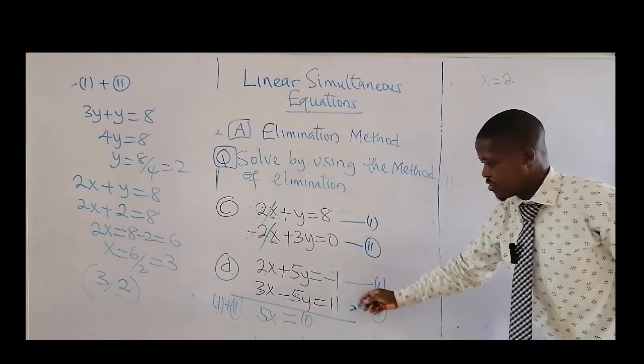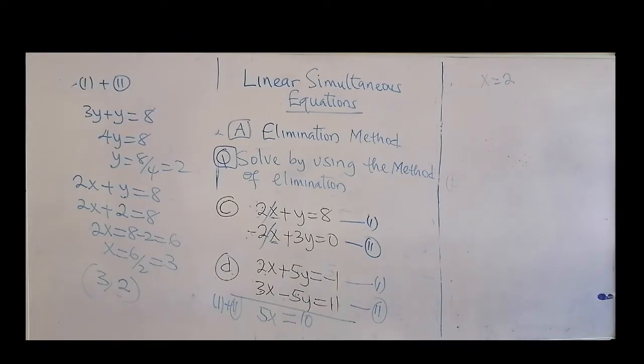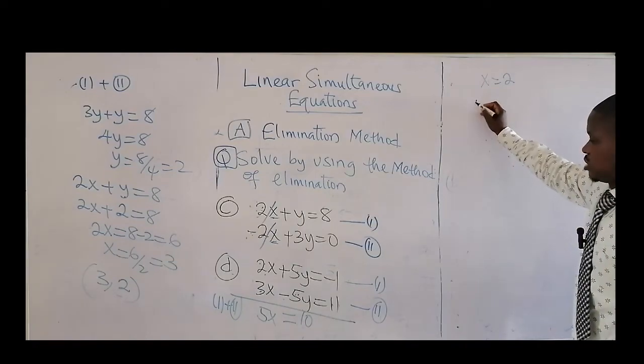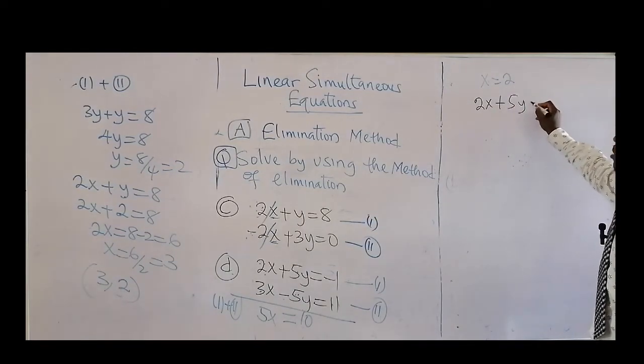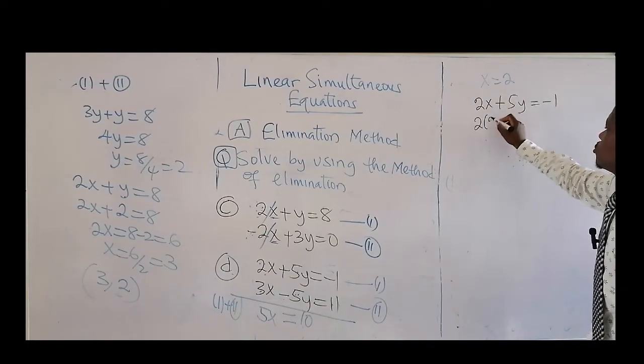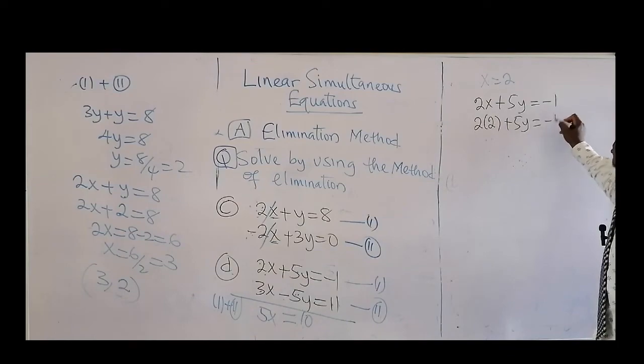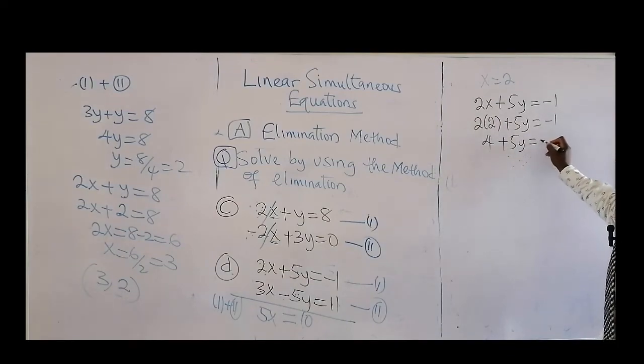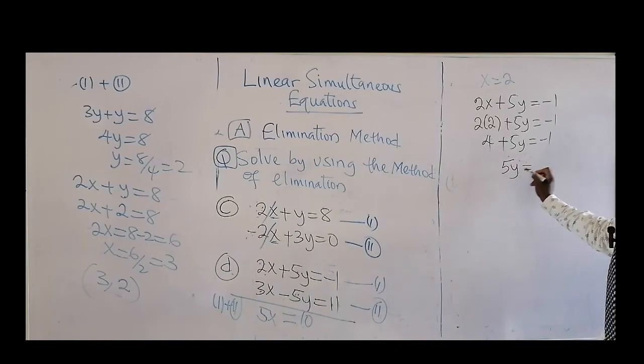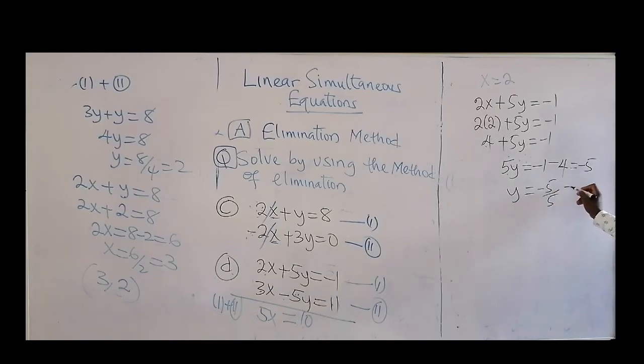Then I can go here, any of the equations. Let me use the first equation, which is what? 2x plus 5y equal to minus 1. So that will be 2 times 2 plus 5y equal to minus 1. That's 4 here. So 5y, make it the subject, move this one to the other side, and that will be minus 1. This is plus 4. When you move to the other side, it becomes minus 4. And that's minus 5. So y is what? Minus 5 over 5. That's minus 1. So my coordinate is now (2, comma what? Minus 1). So that's that on that simultaneous equation.